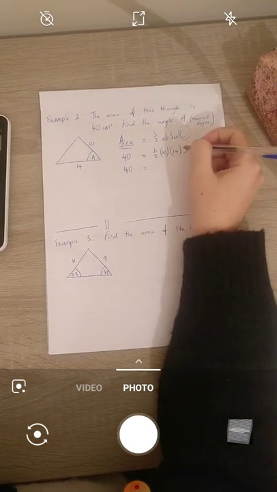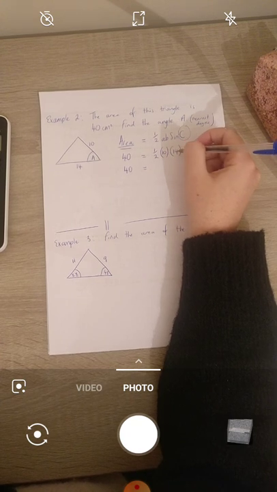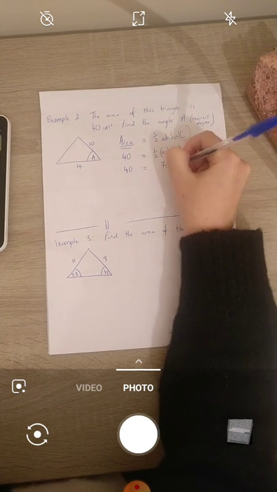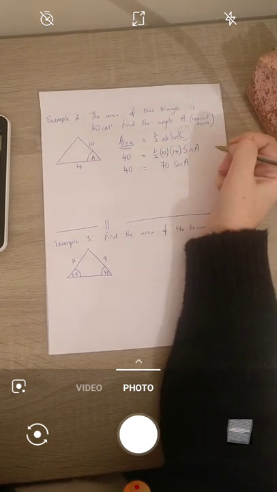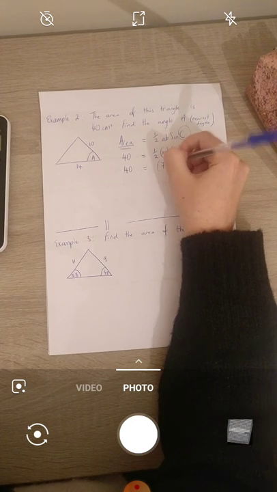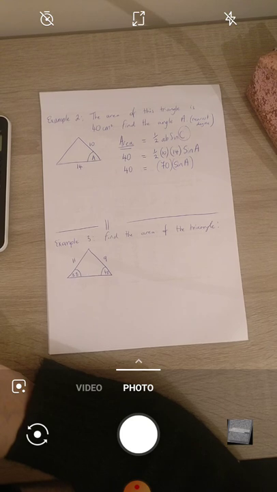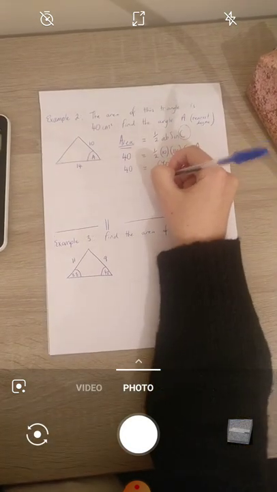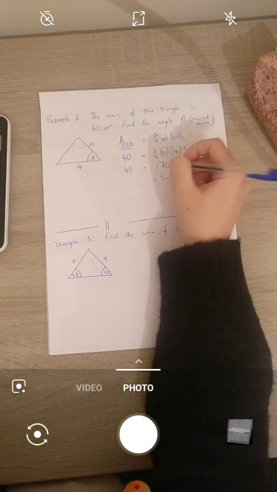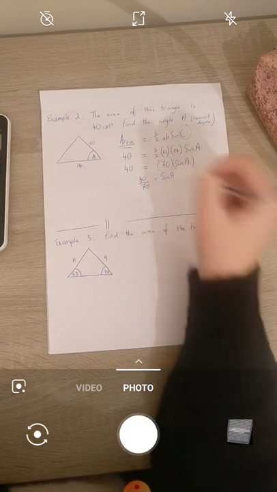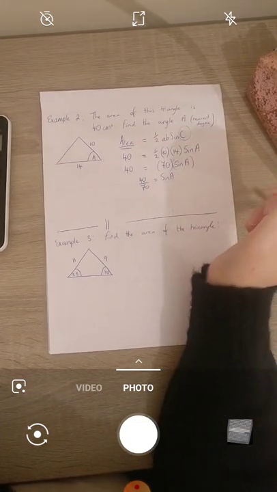Half of 10 times 14. So if 10 times 14 is 140, and half of 140 is 70 sine of A. Now, keep in mind here, this is multiplication. So 70 sine A is 70 times sine of A. So if I leave sine of A on its own for the moment, and I bring this 70 over to the other side, we end up with 40 divided by 70.